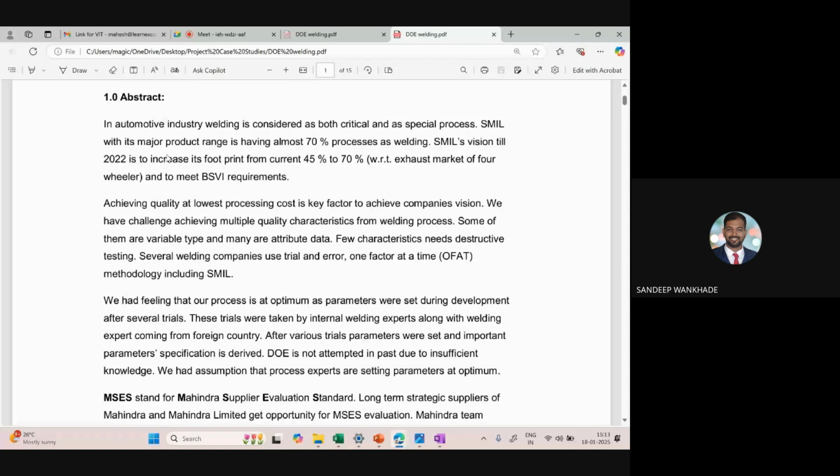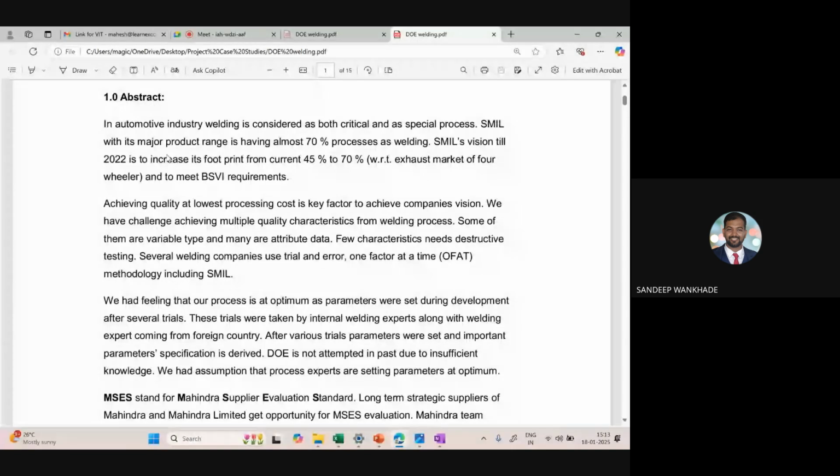See, this paper is presented already, so I can share. Share this paper. There is a company in Pune, in Chakan, in Mahindra Supplier Park, and this particular company is called Sharda Motors.